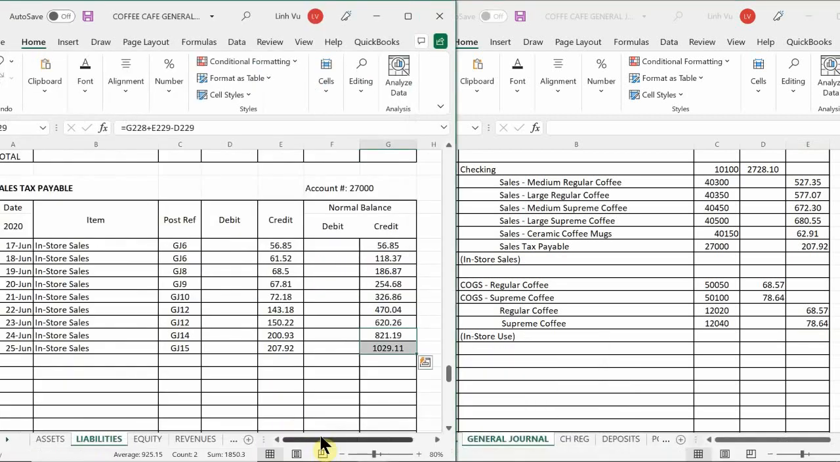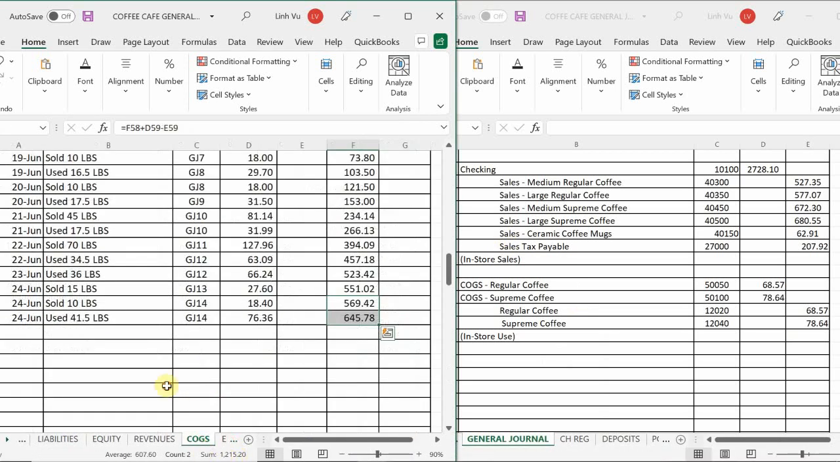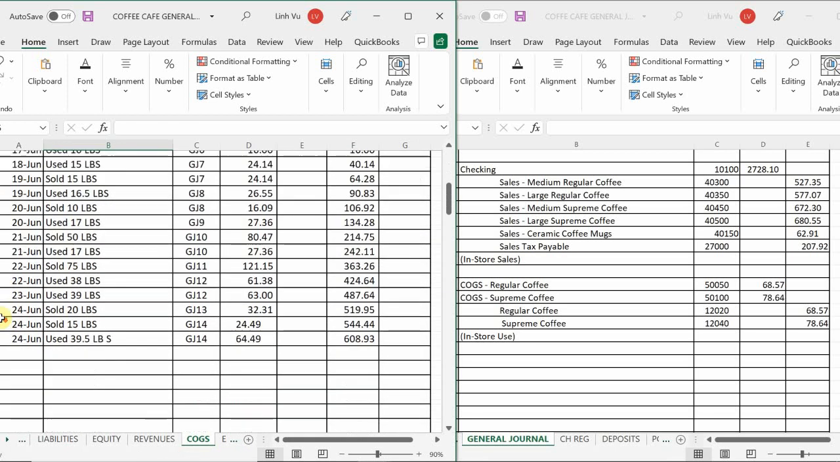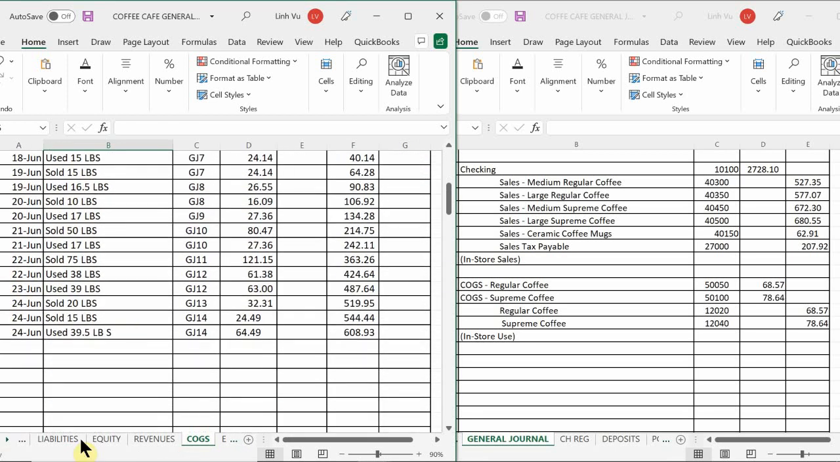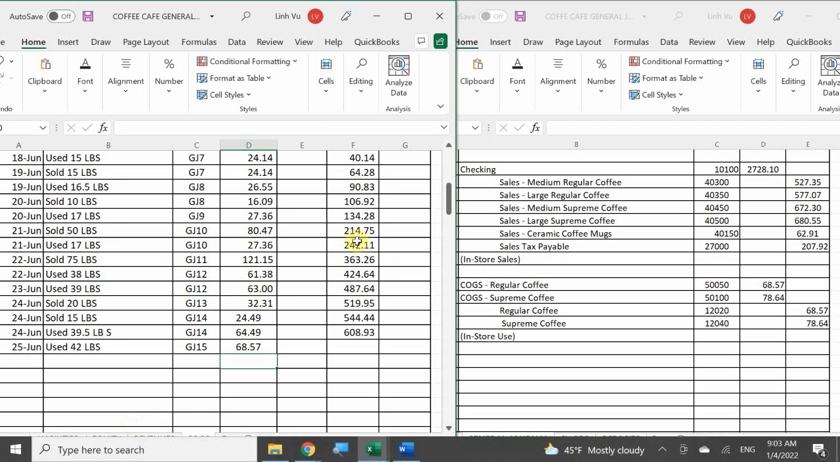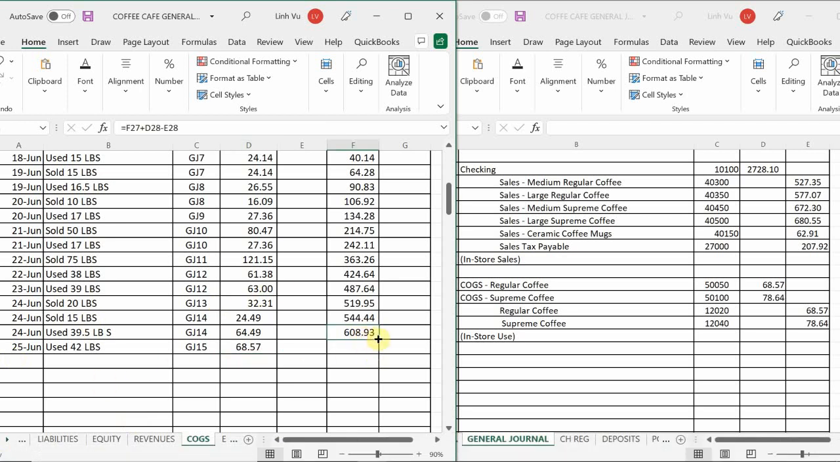Now we have to plug our numbers into our ledger here. Cost of goods sold first. Used 42 pounds for 68.57. Grand total here is 677.50. Good.